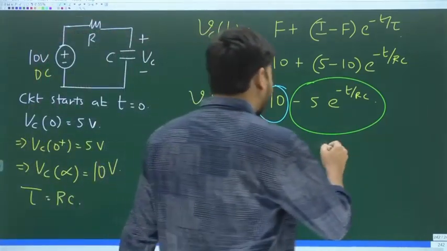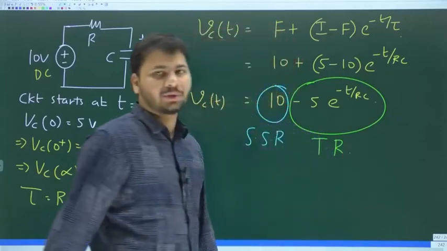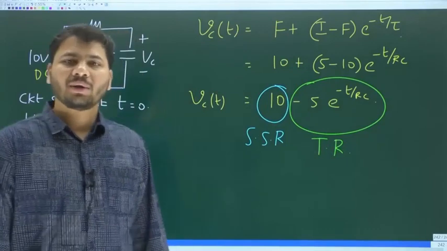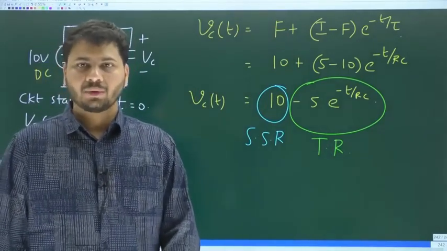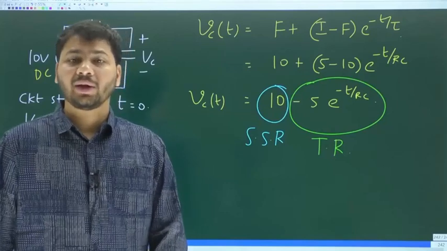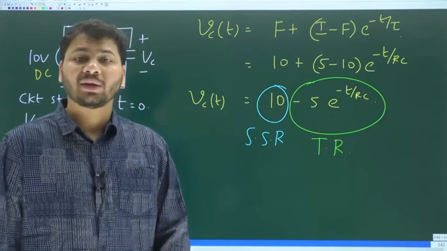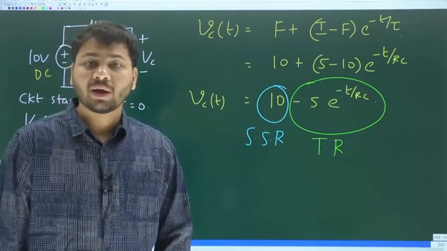Okay. So what is this decaying part of the response called? Transient response. And in general, the transient response will always consist of a decaying exponential. Only then the transient response will decay to 0. If the transient response contains a rising exponential, that means the transient will not decay to 0.